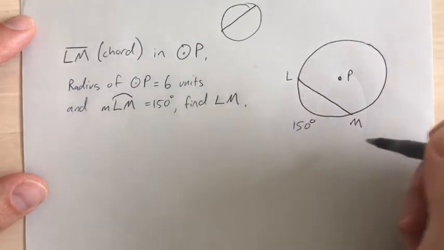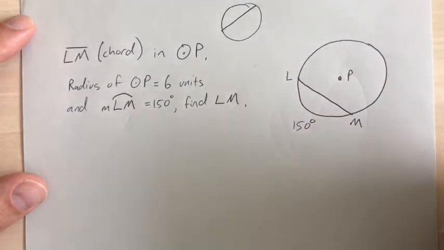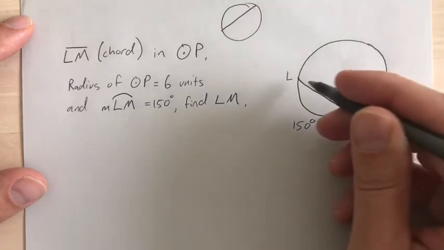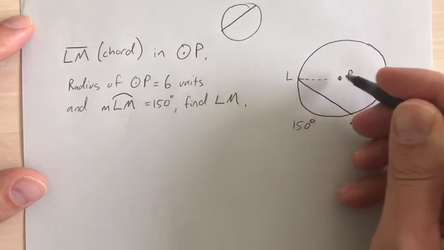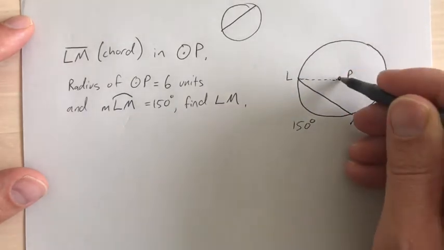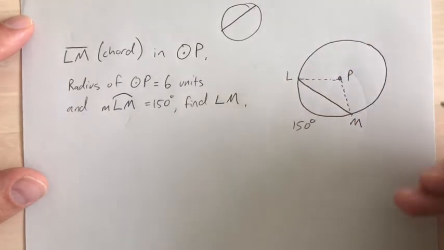It says find the length of the chord, or LM. Now, in order to find this length, I'm going to have to think, again, triangles, because usually when we're finding length in geometry, we want to think triangles, because that's pretty much exclusively what we've been doing this year. So in order to make this situation a triangle, I'm going to draw in 2 lines. I'm going to draw a line in here, and I'm going to draw a line in here. Now you can see that I have a triangle LPM.